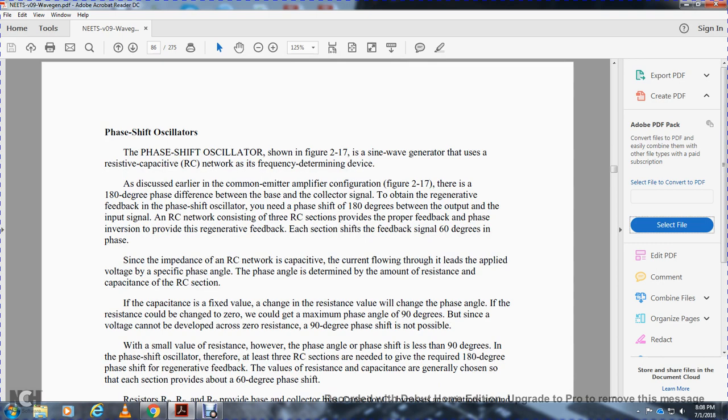The phase shift oscillator is shown in figure 2-17. It uses the same wave generation with a resistor-capacitor network as the frequency-determining device. We discussed earlier the common emitter amplifier configuration, which gives a 180 degree phase difference between the base and the collector signal. To obtain regenerative feedback in the phase shift oscillator, you need a phase shift of 180 degrees between the output and the input signal. The RC network, consisting of three RC sections, provides the proper feedback phase inversion and negative regenerative feedback. Each section shifts the feedback signal 60 degrees in phase.